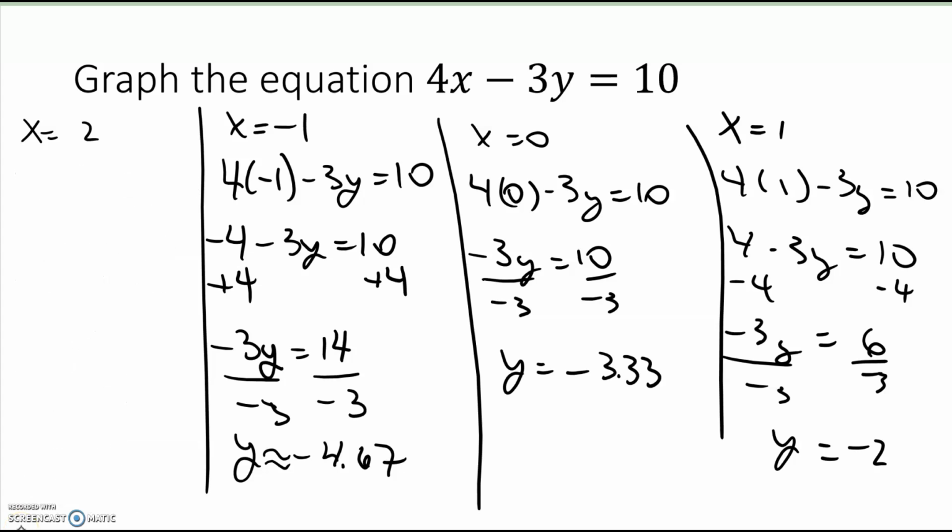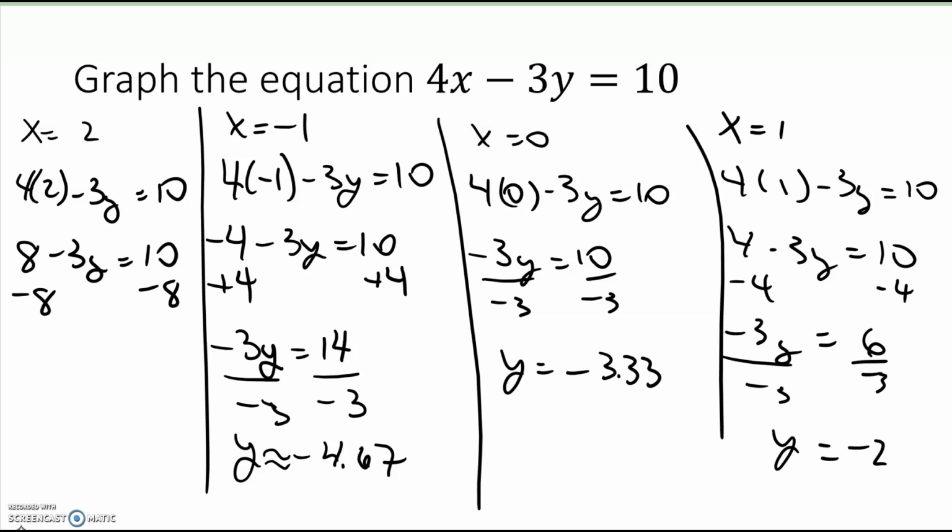Okay, let's plug in x is equal to 2. So 4 times 2 minus 3y is equal to 10. So that's going to be 4 times 2 is 8 minus 3y is equal to 10. Subtract 8 from both sides. So we got -3y is equal to 2. Divide both sides by -3. So y is equal to -0.67.